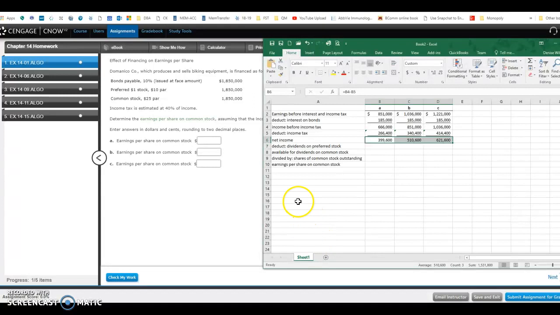Now, let's go ahead and make sure we understand where we're headed first. We're trying to calculate earnings per share. Earnings per share is calculated as net income minus preferred stock dividends. Okay, and it is divided by, let me underscore that whole thing there, divided by the common stock outstanding, or let me say the number of shares.